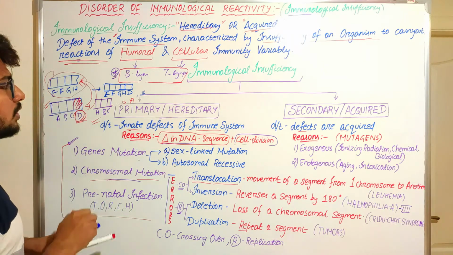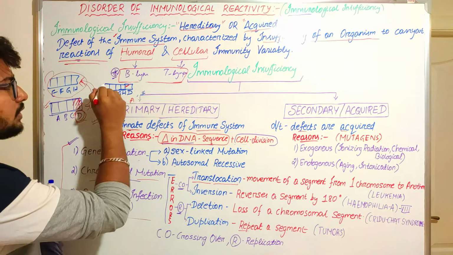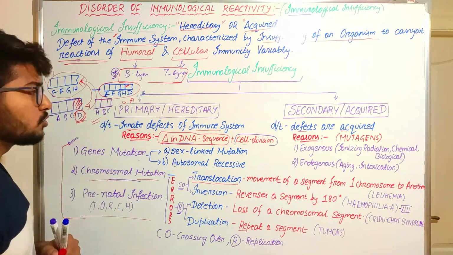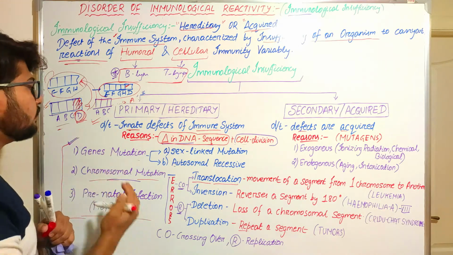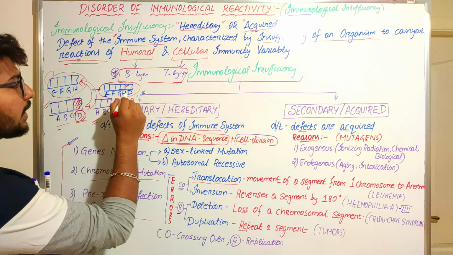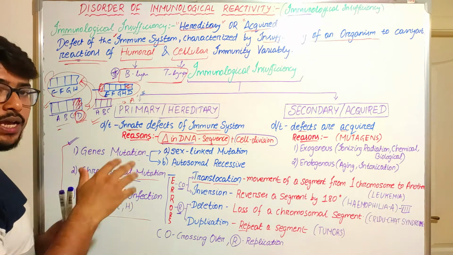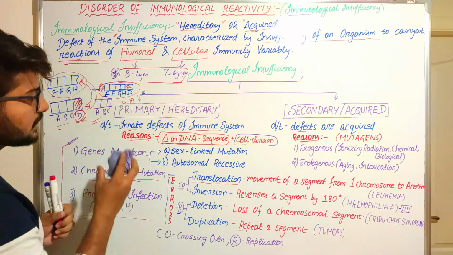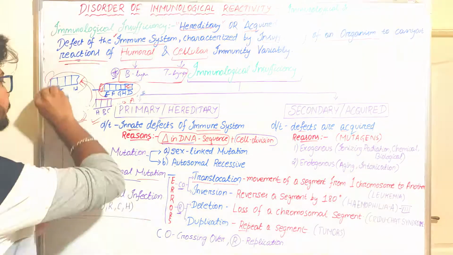So there will be adding of one more gene to one chromosome, and there will be losing of one gene from another chromosome. So D can be placed here, D can be placed here. Wherever it may change its location, this is nothing but translocation.